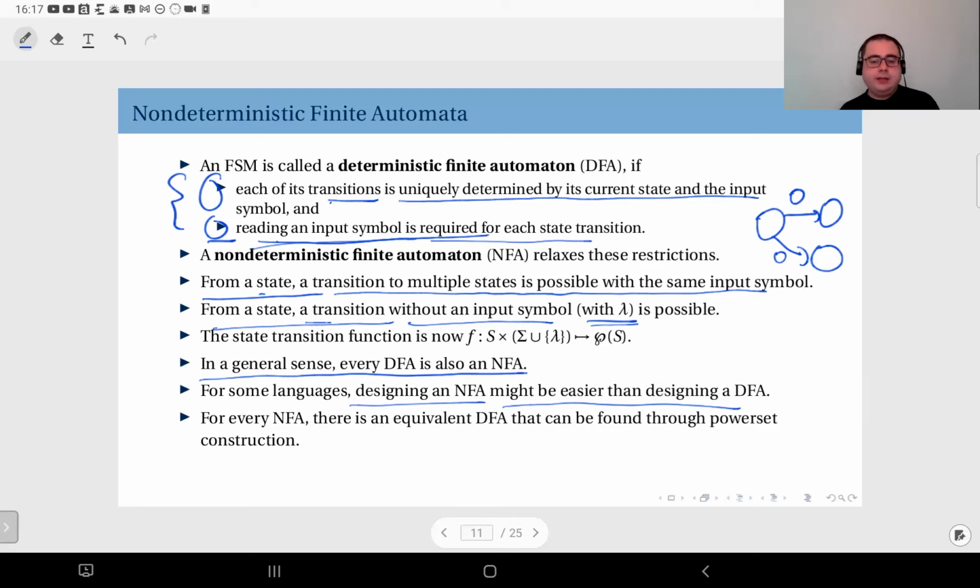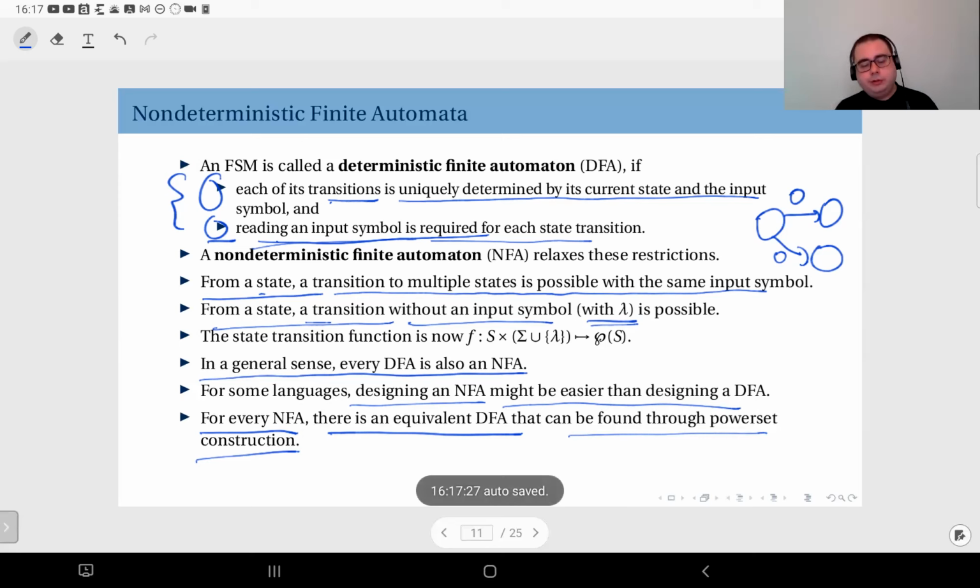This is not to bring a new set of automata into the picture, because for every non-deterministic finite automaton, there is an equivalent deterministic finite automaton that can be found through what we call the power set construction. I'm not going to give the details, but essentially you need to understand that given any non-deterministic finite automaton, there is a method that transforms it to an equivalent deterministic finite automaton that does the same thing, that is, that recognizes the same language.